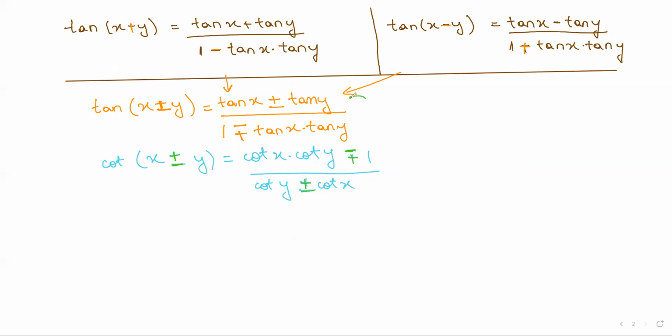If you compare this tan and cot, they are opposite of each other. Your two terms, tan x plus minus tan y, is in the denominator here, cot y plus minus cot x. The denominator part of tan, 1 minus plus tan x tan y, is in the numerator here, cot x into cot y minus plus 1.